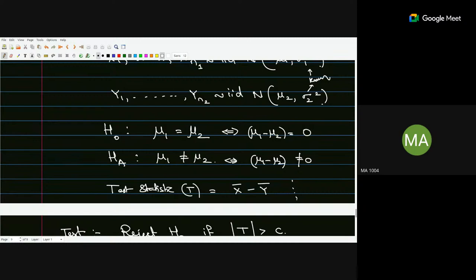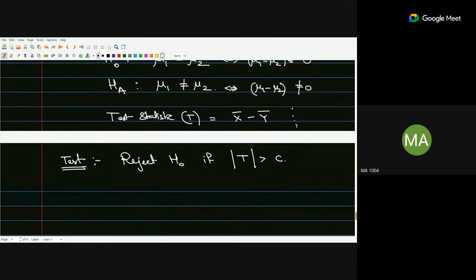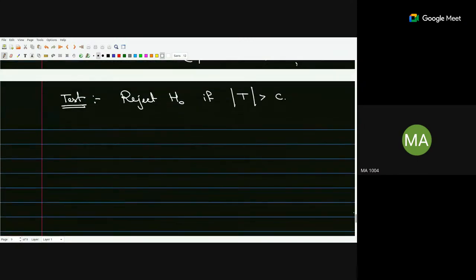Okay, so now we have all the recipes available, so we have to cook up. What should we do? We are interested to compute again, in order to conclude whether you are going to reject H0 or accept H0, we always go for finding the probability of type 1 error, which is the significance level. So the significance level alpha is the probability that mod t is greater than c, which is the rejection region, given the null.